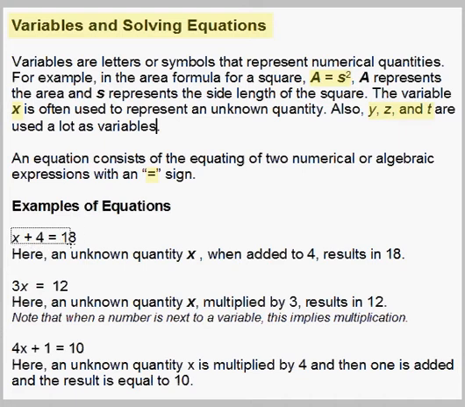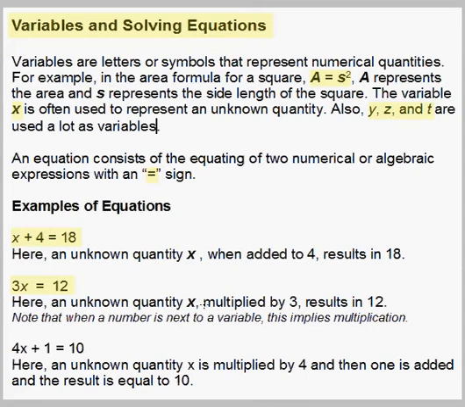x plus 4 equals 18. Here, x is an unknown quantity that when we add 4 to it, we get 18. Another example of an equation is 3x equals 12. Here, an unknown quantity x is multiplied by 3, and the result is 12.